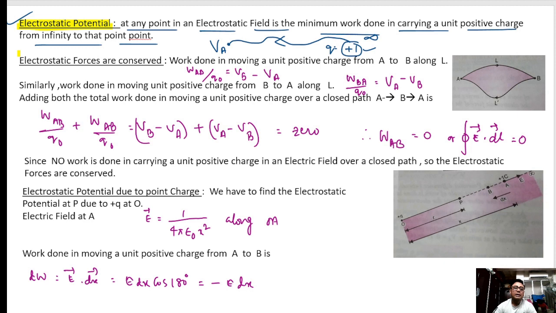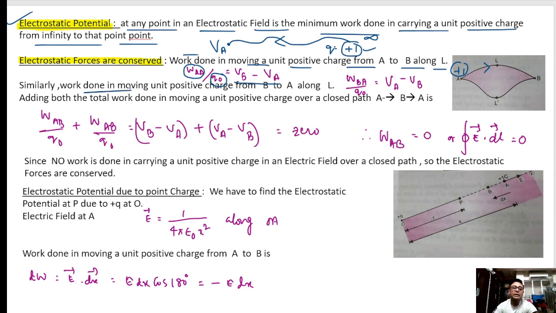Next is electrostatic forces are conserved. What does it mean? It means the work done in moving a unit positive charge from A to B along L will be given as how much? Suppose I take a unit positive charge from A to B along L. So I write VAB, the work done from A to B in carrying the unit positive charge, is VB minus VA.